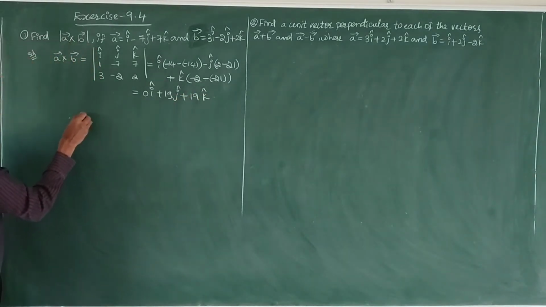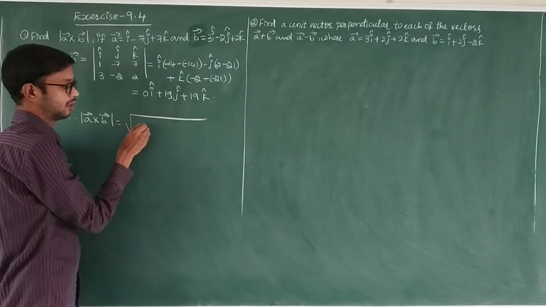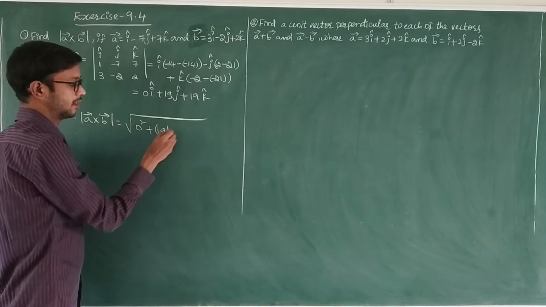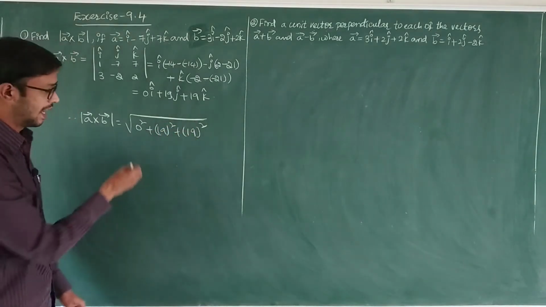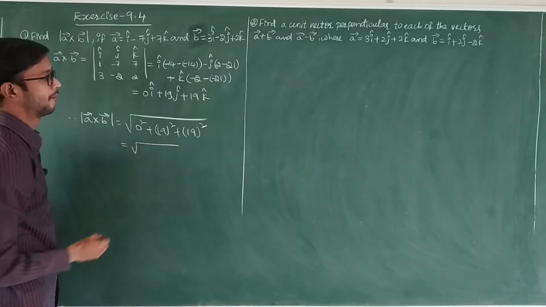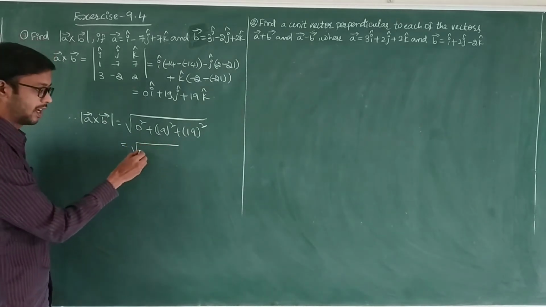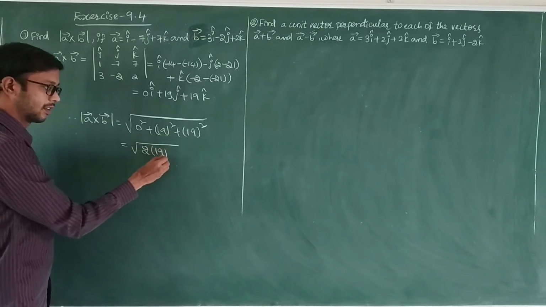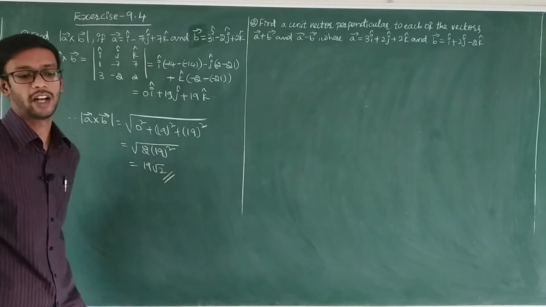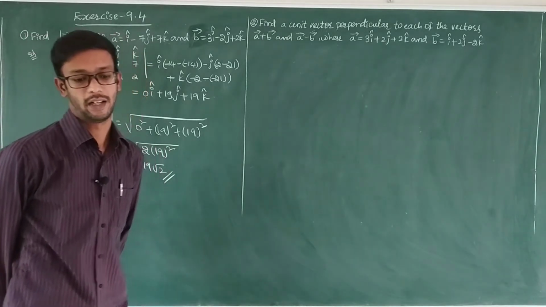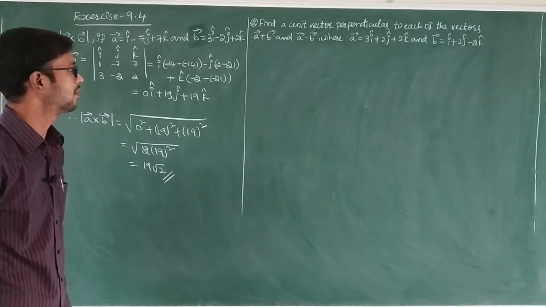Therefore the magnitude of A bar cross B bar is square root of 0 square plus 19 square plus 19 square. I can write this as 19 square, 2 times, so 19 root 2. We can write this directly as 19 root 2. Next one.